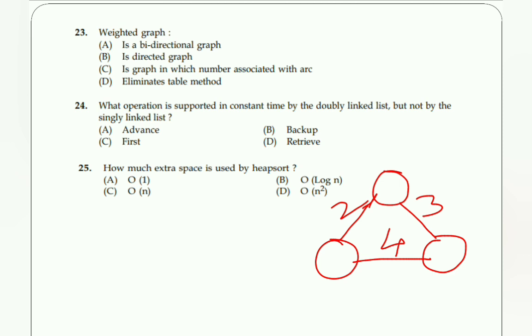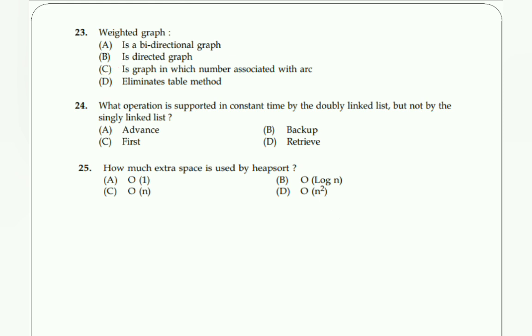It may be a bidirectional or directional graph. Okay, so this one won't follow, and this also won't follow. It is a graph in which a number is associated with an arc. So this is the correct option. C is the correct option.